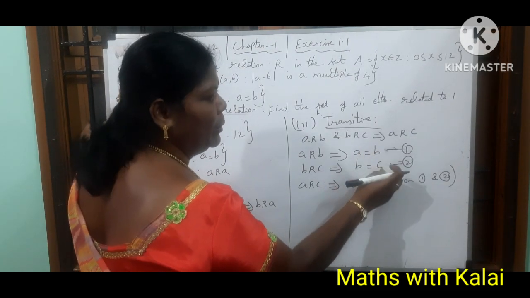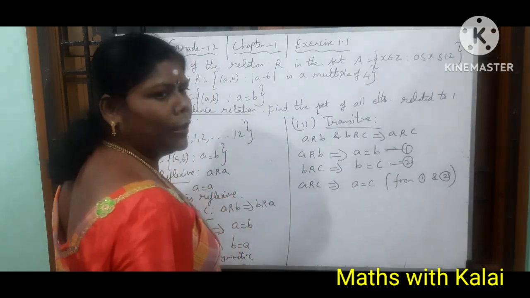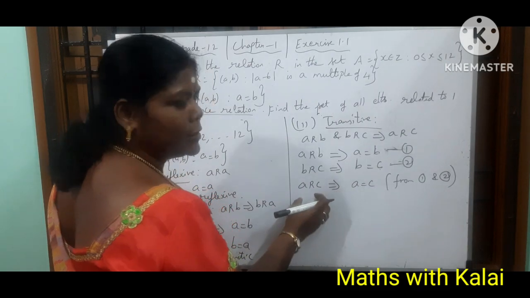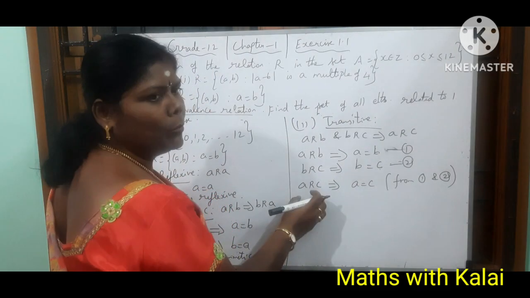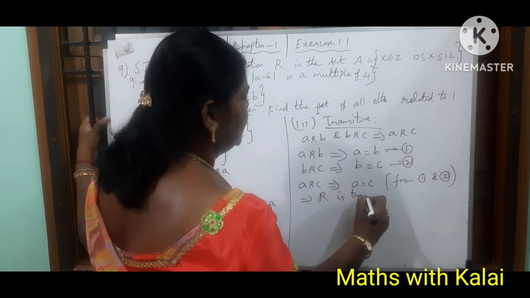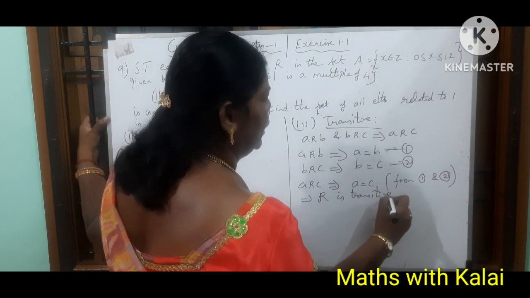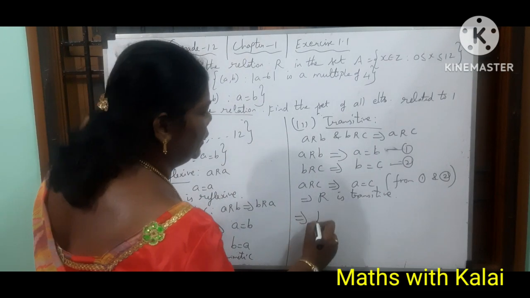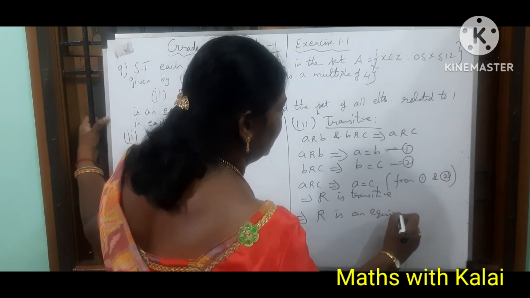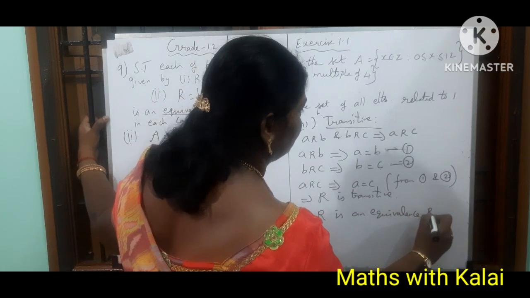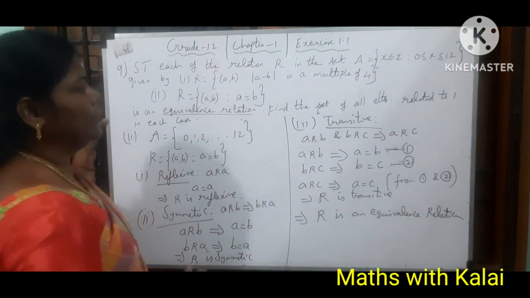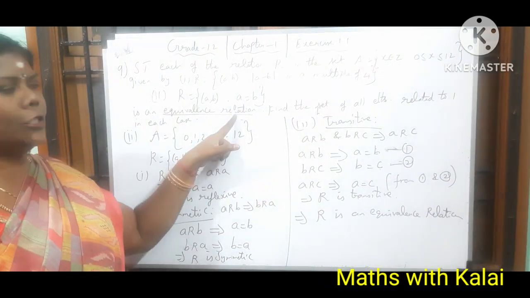A is equal to B and B க்கு பதிலா நம்ம C போடலாம் இல்லையா? So I can write A is equal to C. If I am able to write A is equal to C, I can say that A is related to C, which implies R is transitive. So since it satisfies all the three conditions, you can also say that the given relation R is an equivalence relation. So for the two relations what is given, we have proved that it is an equivalence relation.